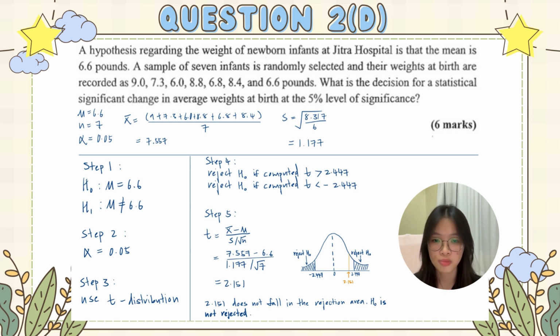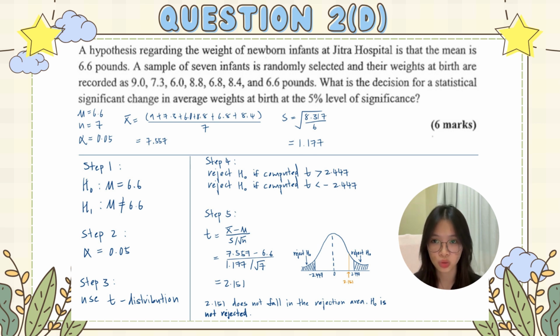Step 4, we must formulate a decision rule. So from the t-table, we note that the t-critical equals 2.447. Then we can formulate the decision rule: reject the null hypothesis if computed t is greater than 2.447, and reject the null hypothesis if computed t is less than negative 2.447. Step 5, we need to calculate the t statistic and we will get the answer 2.151.